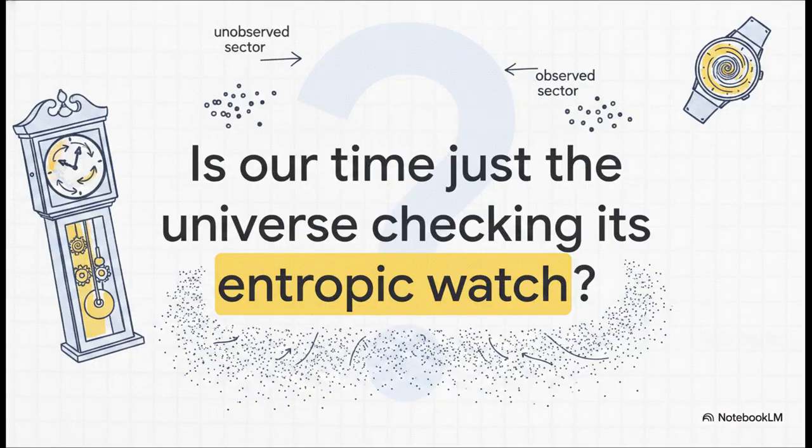I want to leave you with a rather profound thought to chew on, because this completely changes how we might perceive every single passing second of our lives. If time at the cosmological scale is really just a relational illusion created by entropy shifting from one unobserved sector to an observed one, is our own daily experience of time simply the universe checking its internal entropic watch? Next time you look at the clock on your wall, just remember, the true clock of the cosmos might just be the inescapable flow of disorder.